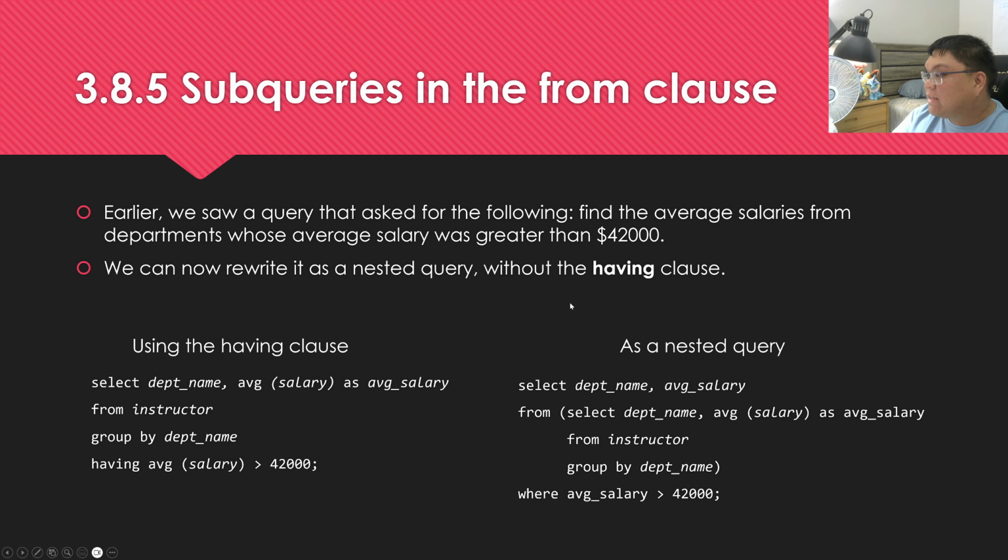If we write it as a nested query, we can rewrite it as follows. Select department name, average salary from select department name, average salary as average salary from instructor, grouped by department name, where average salary is greater than $42,000. You see what's going on here? We are evaluating a query and using the result of that to evaluate another query. It's queries all the way down.